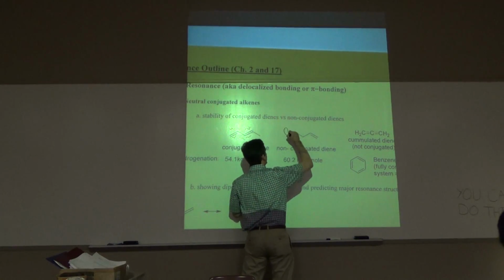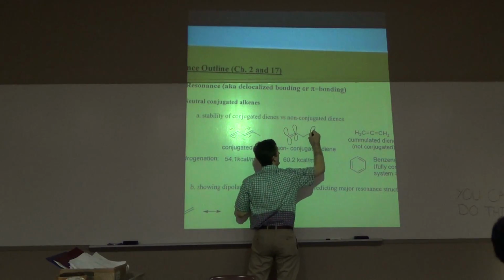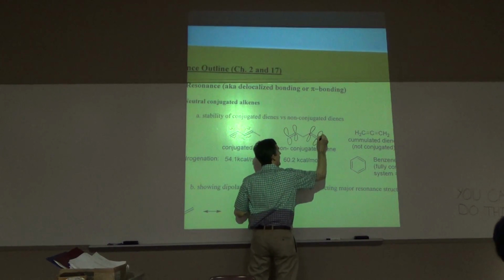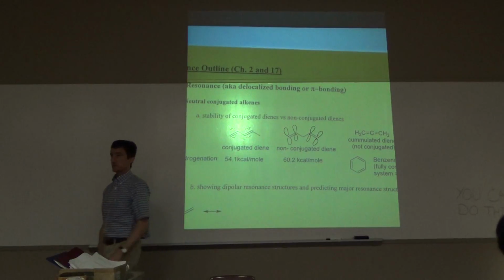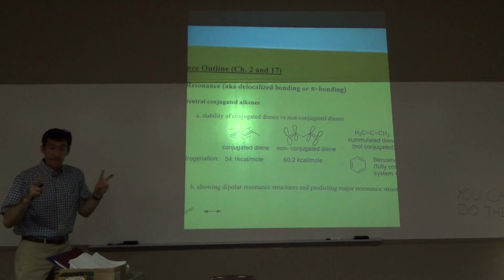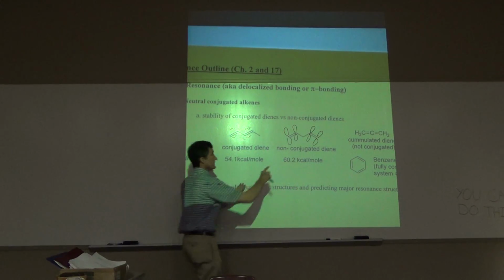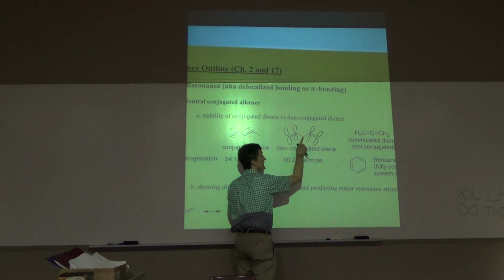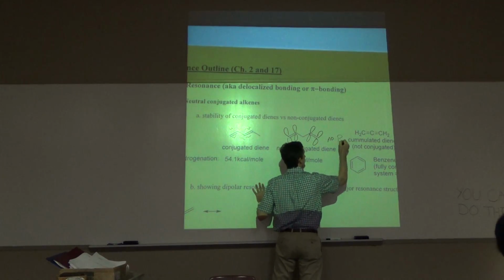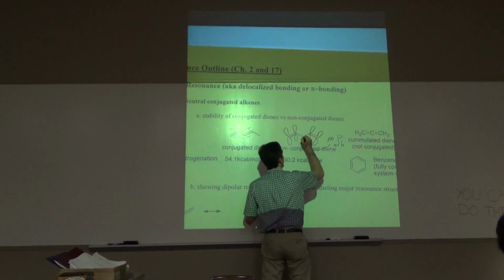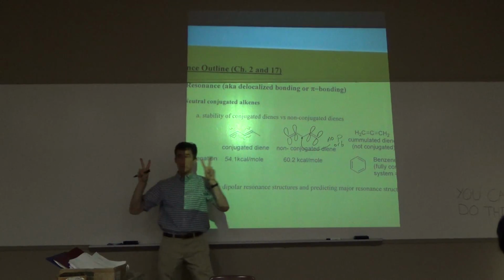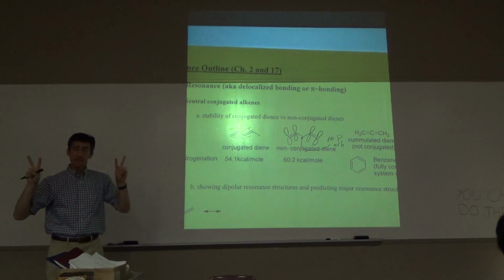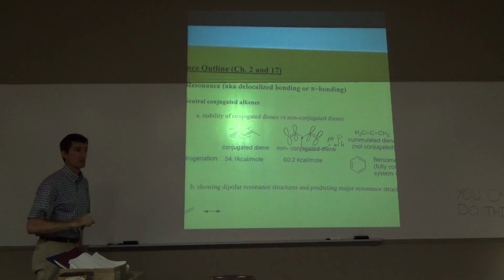Over here we have pi bond and pi bond. Are those two pi bonds conjugated? Or I can say, are they connected? No, because right here there's an sp3 carbon. Okay, no p orbital. Right there. Those are two isolated alkenes. They're not said to be conjugated alkenes.